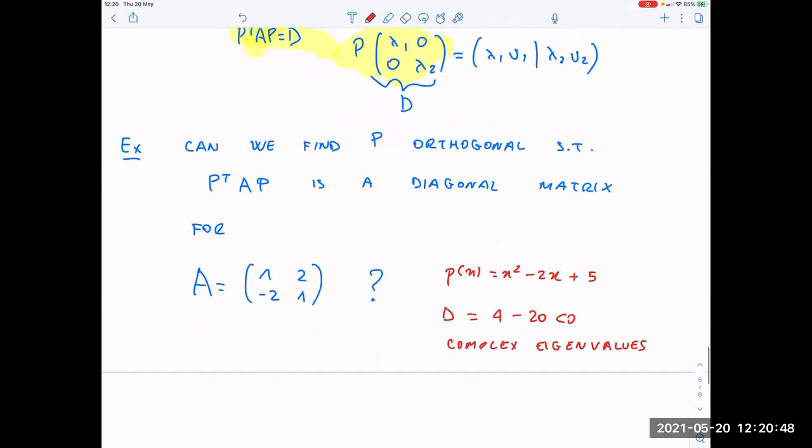And so P is not real, P is not real 2 by 2, okay? And also the diagonal matrix is not real.